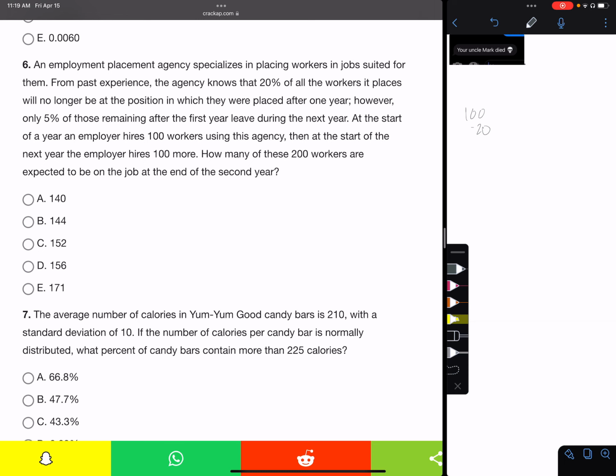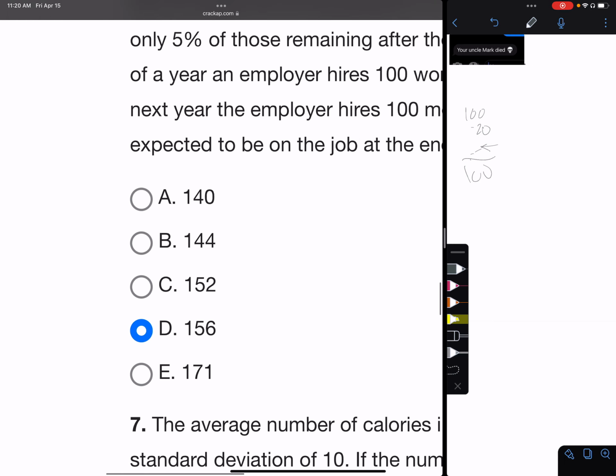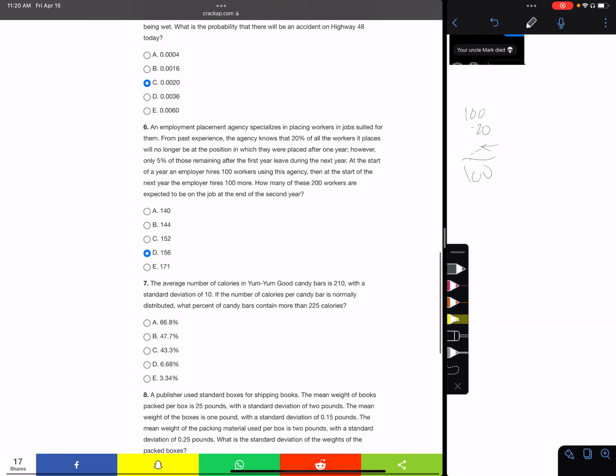100 workers, so minus 5 again, and again, 100. So that's 200, that's 175. Wait, I don't really get this problem. I don't like this problem. We're going with D. Alright.